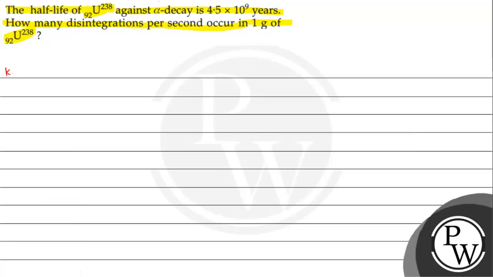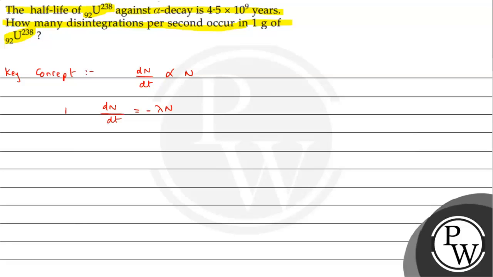To understand the question, we need to understand the key concept of the radioactive decay law, which says the number of disintegrations per second, that is dN/dt, is directly proportional to the number of active nuclei. Now from here we can write this expression as dN/dt = -λN, and the negative sign indicates that the active nuclei are reducing with respect to time.